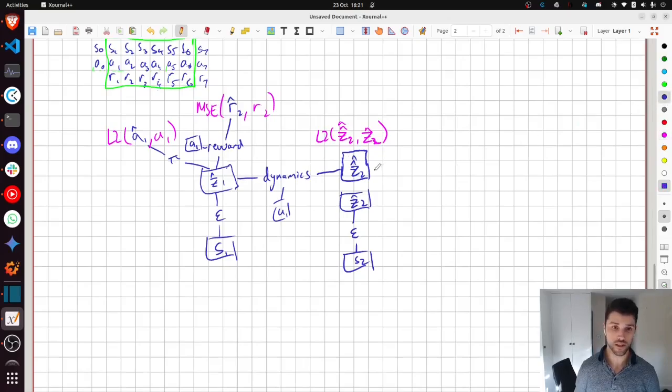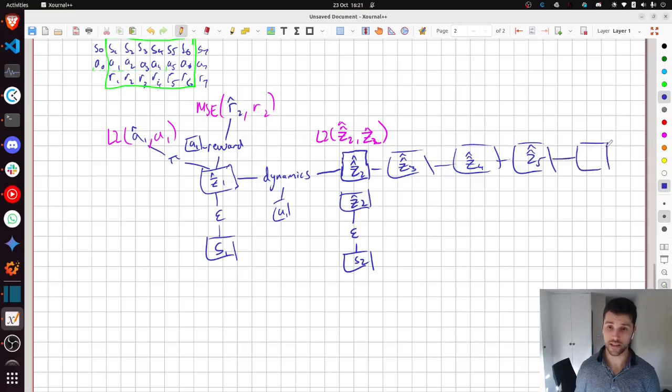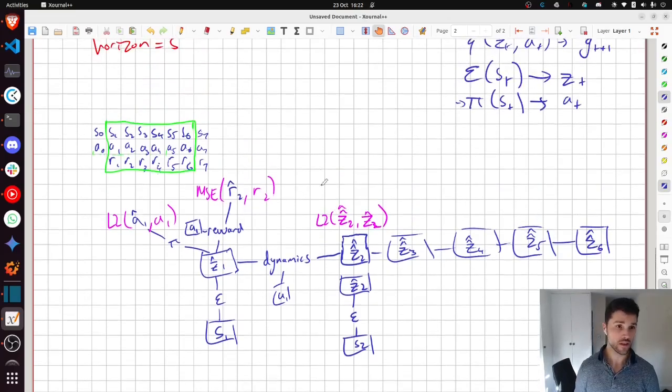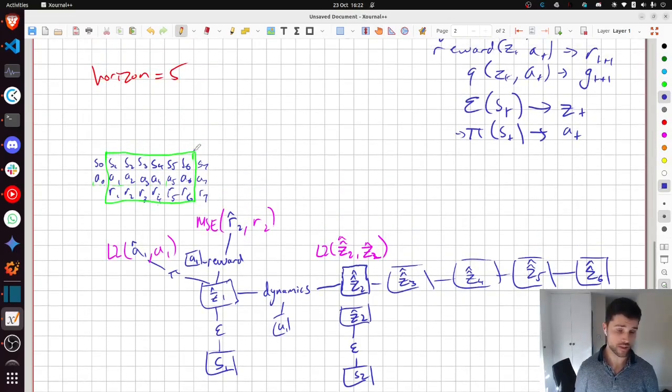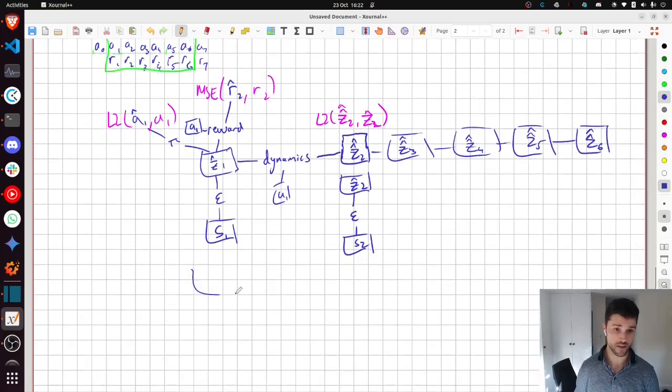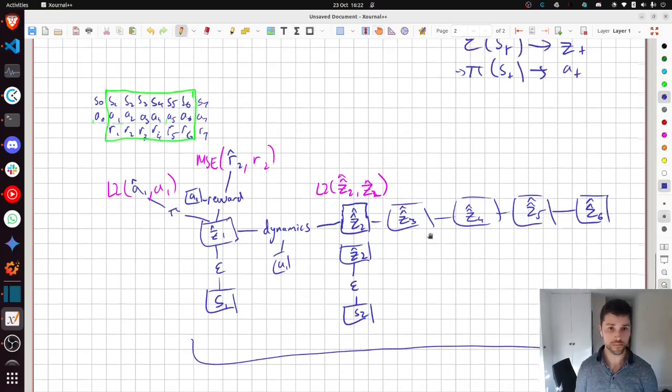And going forward, we can just do the same thing for Z3, Z4, Z5, and that's the horizon, but also Z6, because we need to compute the consistency loss still. That's why, remember before I said the horizon was 5, we took a slice of 6. So this is the horizon that we care about in terms of the action horizon, but we also need to look at the last state and compute the consistency loss for that.